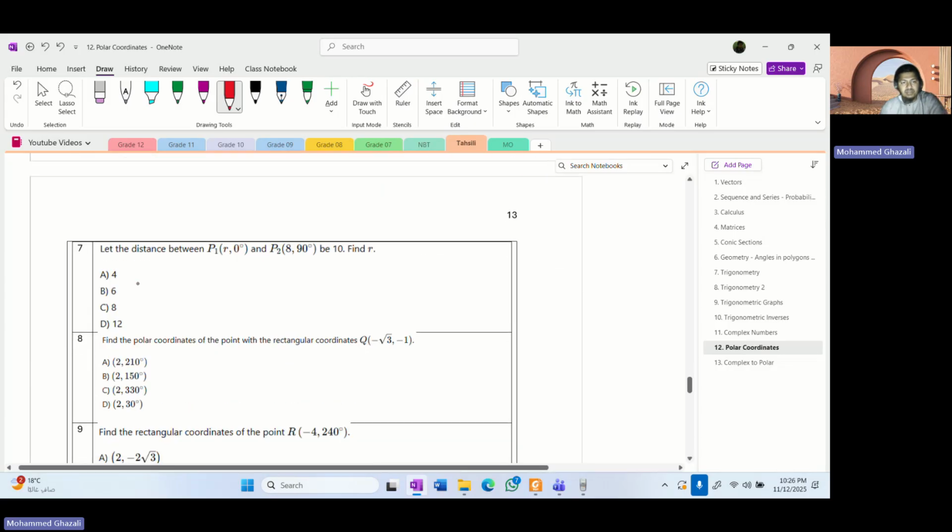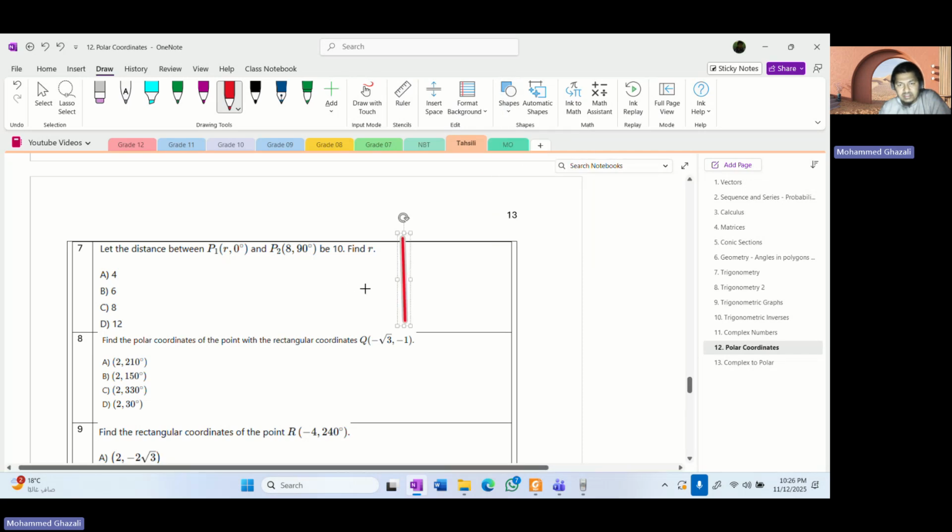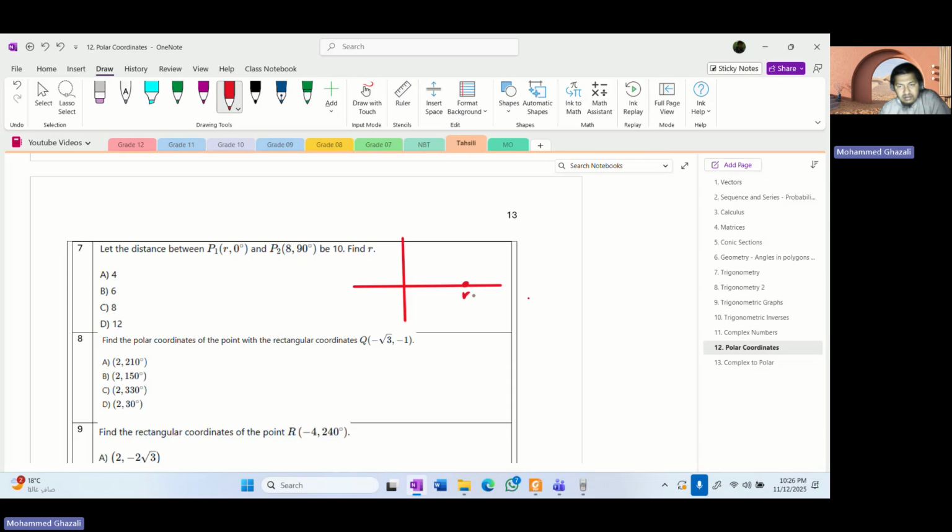Moving on to the next question. Let the distance between polar points P1 and P2 be 10. Find r. So the distance between these two polar points is, you can kind of draw it here because you don't have to use the distance formula, right? Because sometimes it's just obvious. Let's try to locate these points because we got 0 and 90. 0 is on the x-axis, on this polar axis, and the radius is r, right? r and 0 is here, and P2 is 8 and 90. So it's on 90 degrees, P2. That's P2, and this is P1, and that's r, right?